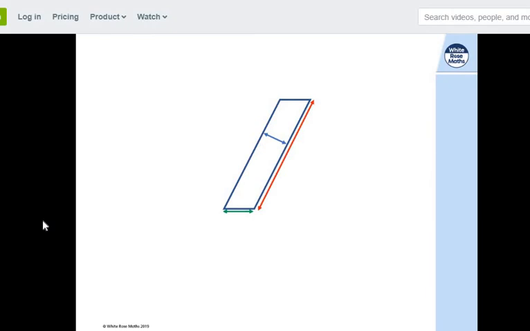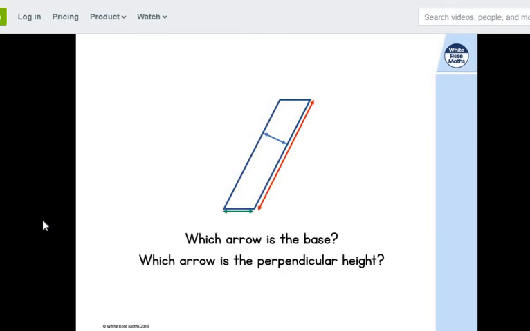We've got a parallelogram, but I've got 3 lengths measured. Which arrow represents the base, or could represent the base, of the parallelogram? And if that's the base, which arrow would be the perpendicular height? Pause the video, have a think for yourself.